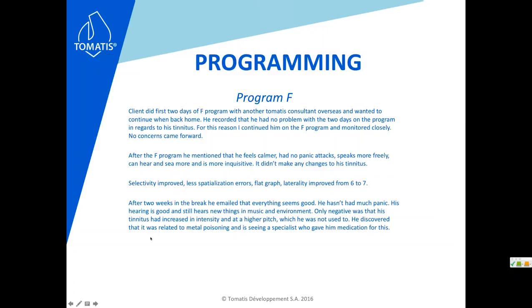I had to make a decision. He did 2 days on the F program in another country. So he mentioned that he was fine with the F program. So I thought that maybe to continue the F program and monitor him closely because of his tinnitus would be the right idea. So I did, and he went through the F. I was in contact with him on a regular basis. He kept saying he was fine with the program.